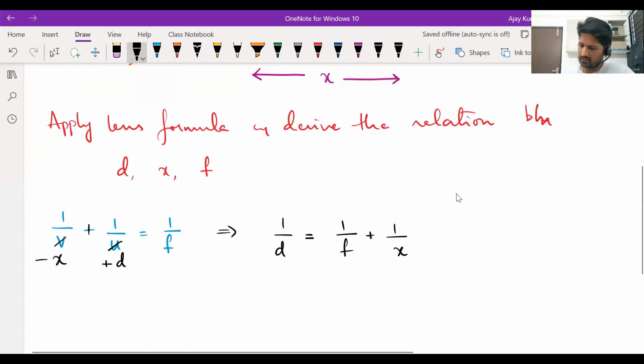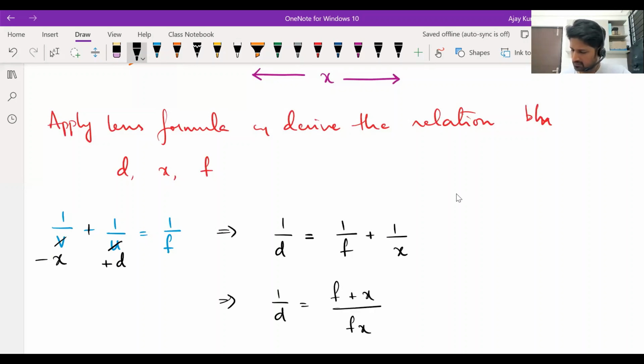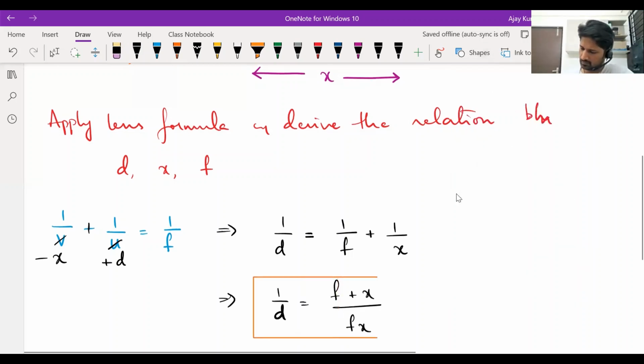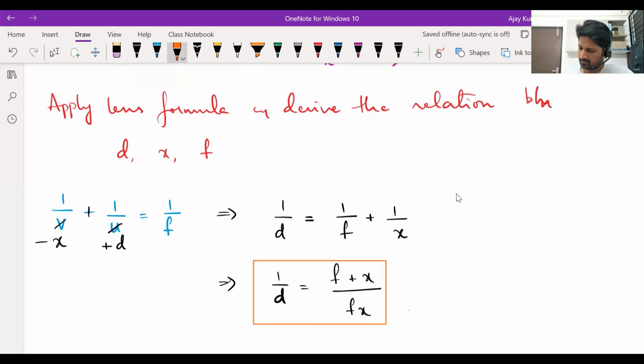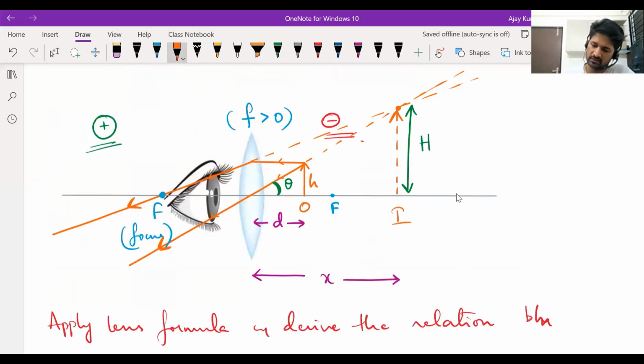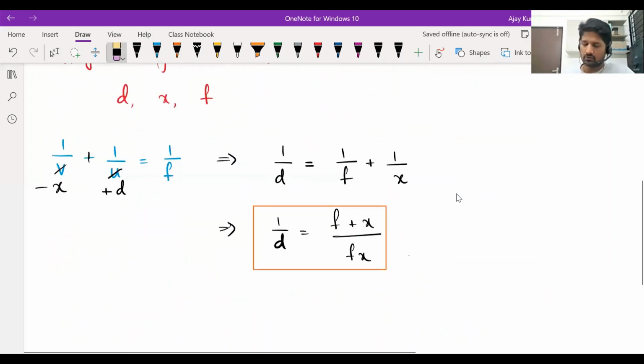Okay, so you get 1 by d is 1 by f plus 1 by x. That means 1 by d is equal to, if you take the LCM, f plus x divided by fx. You can keep it as it is. This is what we are looking for. So what is d in this formula? What is small d? Image distance. No. Small d is the object distance. Yes, object distance. And x is the image distance. So based on where you want the image to form, you can choose the object distance by using this formula.